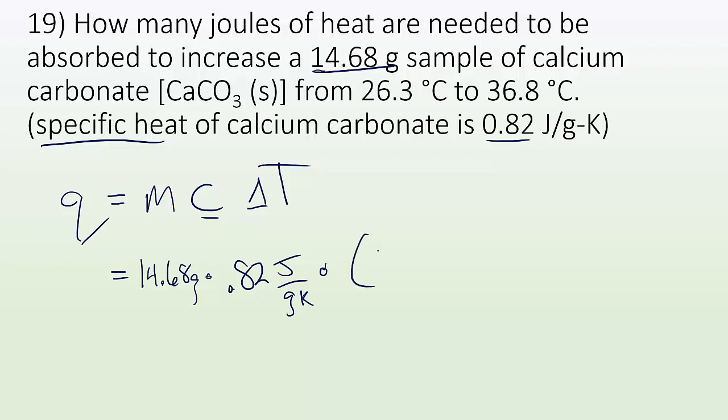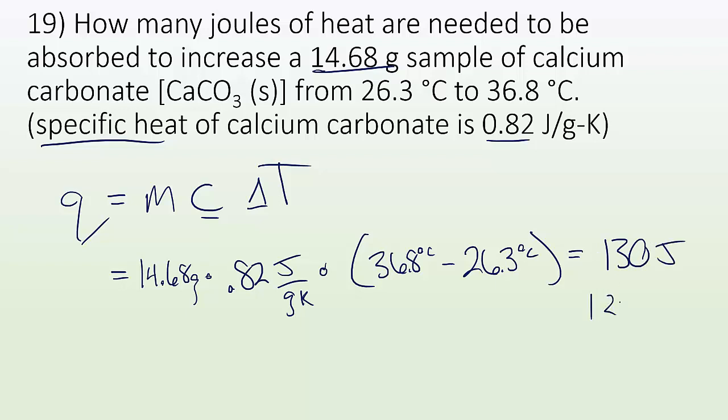So delta T for this one is the final, 36.8 degrees Celsius, minus the initial of 26.3 degrees Celsius. And when you plug and chug that, you get 126.3948 joules, roughly 130. But if you take a look, we only have 2 sig figs in this number, and when you do this math, you end up with a change in temperature of 10.5, which has 3 sig figs, so you got to round it to 2 sig figs. You look over, that's a 6, so that 2 is going to go up to become a 3.